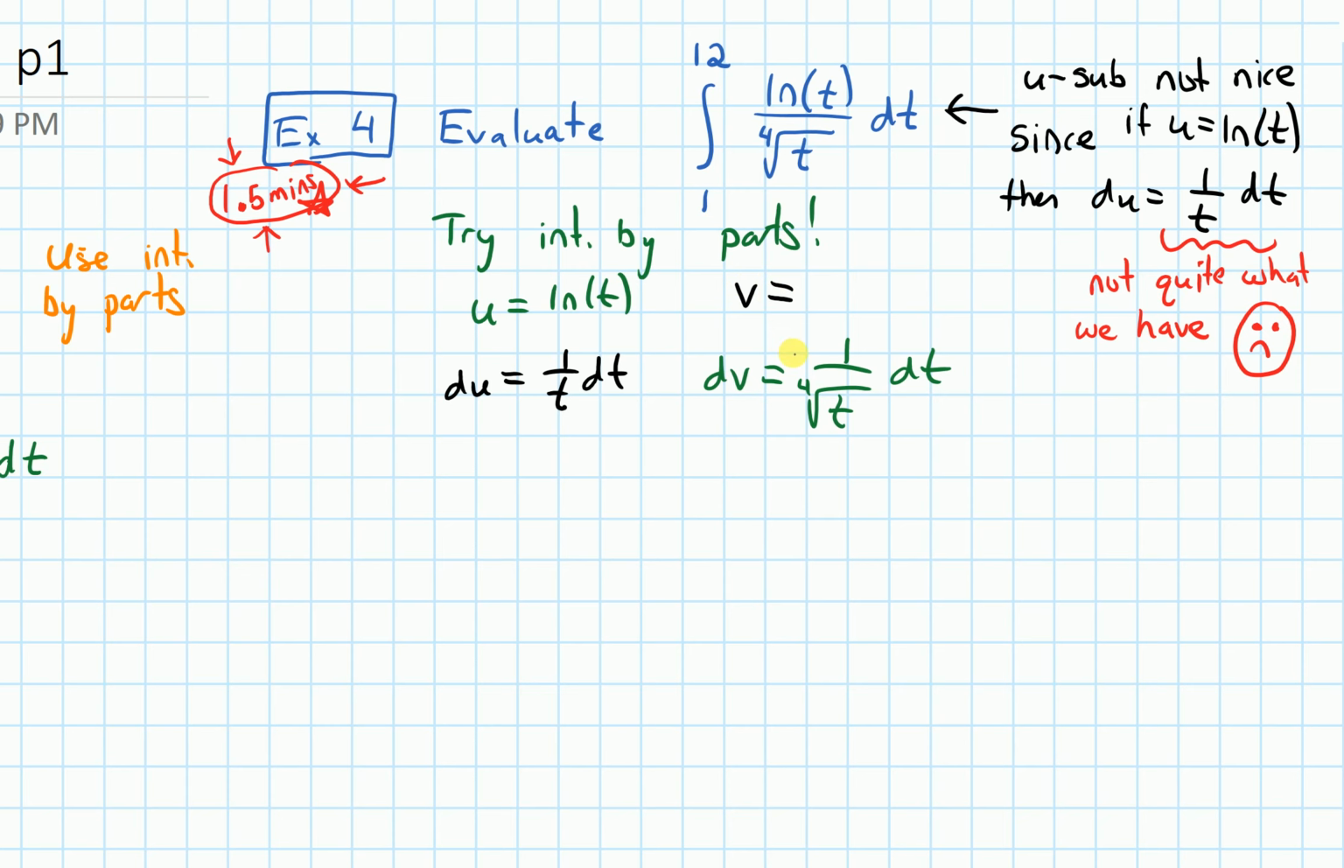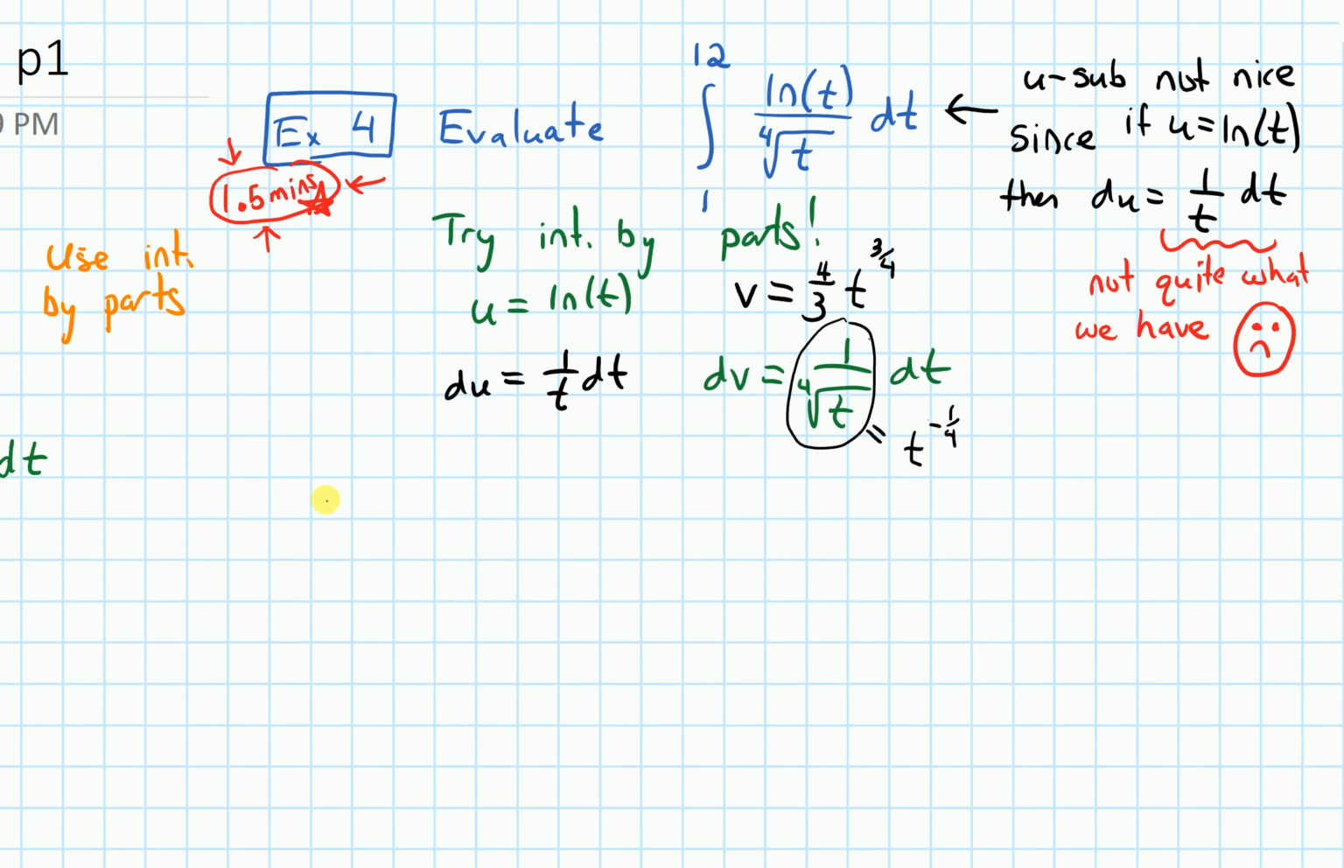To get v, it'll be helpful to rewrite this 1 over the 4th root as t to the negative 1/4. If I rewrite it as a fractional power and then bring that t term to the top, that's where the negative exponent comes from. Because I know how to do the antiderivative now, this is just reverse power rule. So I add 1 to the power, that gives me t to the 3/4. And then I would divide by 3/4, which is the same thing as multiplying by the reciprocal, 4/3.